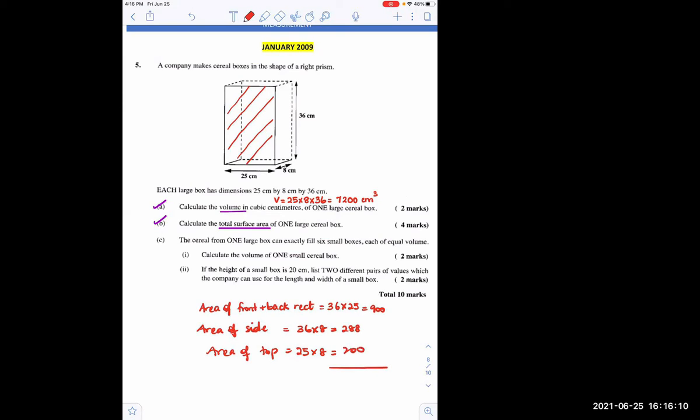So when you add up 900, 288, and 200, and you multiply it by 2, you will get 2776 centimeters squared. Did you all get that? Yes, miss. Did anybody else get that? Lorna, Nelia, and Shania, did you all get that? Yes, miss. I'm sure you all could calculate volume and surface area now, right? Yes, miss.